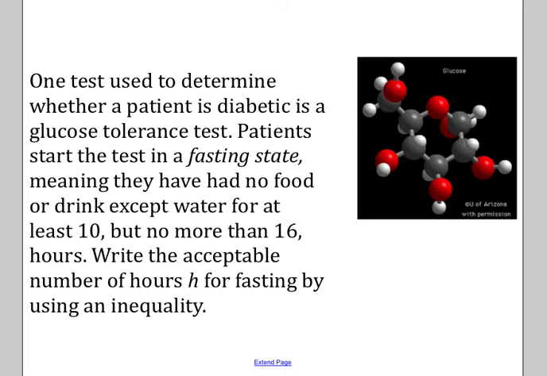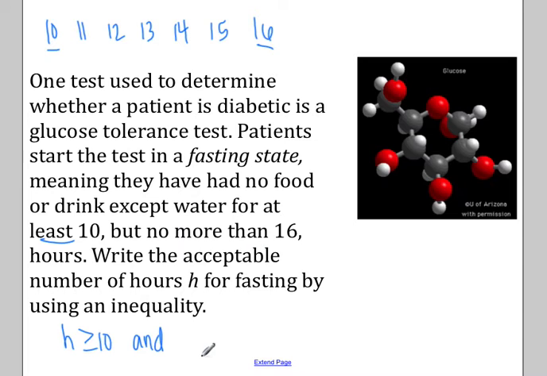Okay, so we're talking about hours. 10 hours, 11, 12, 13, 14, 15, and 16. So it can be between 10 and 16 hours, okay? And it can be at least 10, so it can be equal to 10, but no more than 16, so it could be equal to 16. So we know that at least 10, so the hours have to be greater than or equal to 10, and the hours can be no more than 16 hours, so the hours have to be less than or equal to 16.